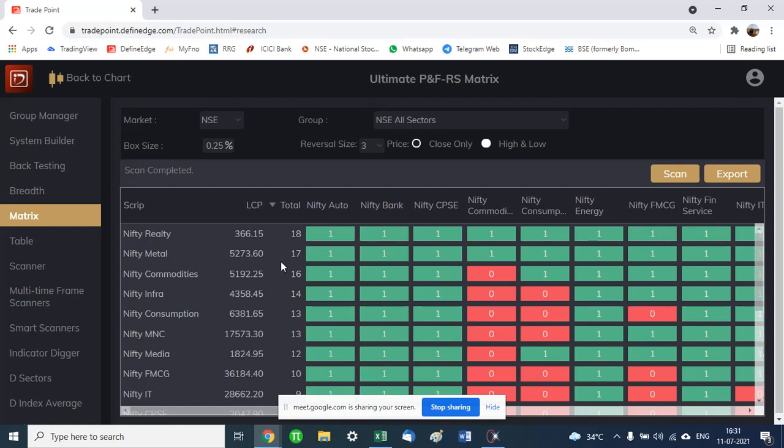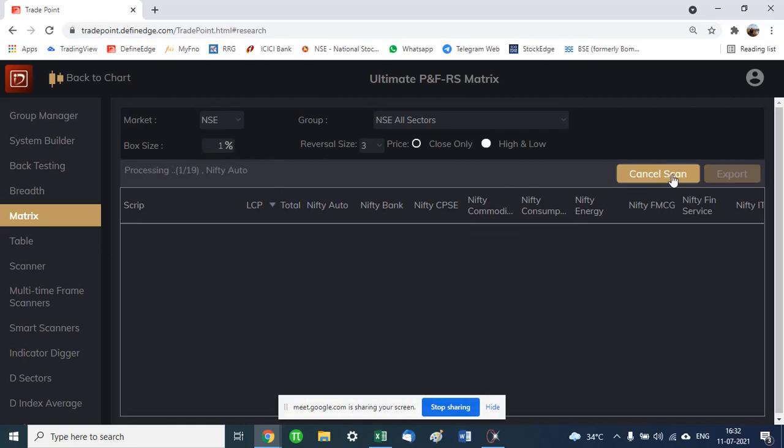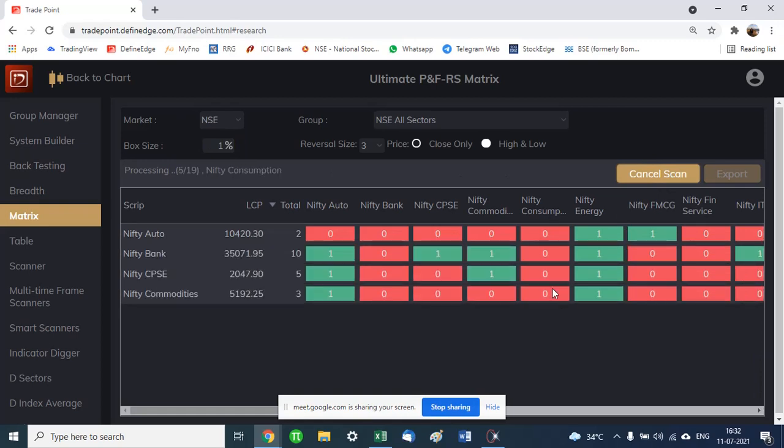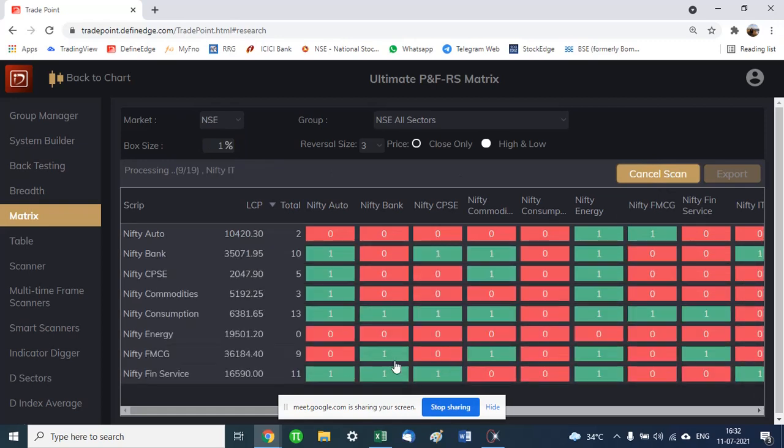Next comes metal. This is on a daily time frame because you can see the box size here, it is 0.25%. This is based on last Friday's data. So last Friday we know realty and metal were the strongest. This is what that is showing. If we want to see this on a weekly basis, we change it from 0.25% to 1% box value and we run scan. Then this will give a weekly picture of how the sectors are looking.